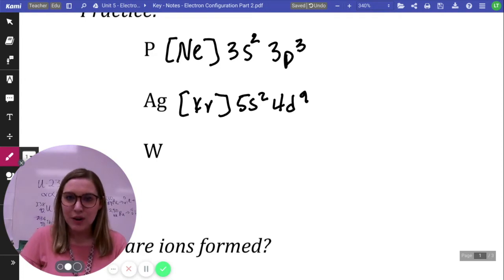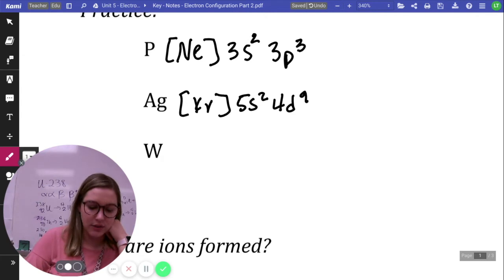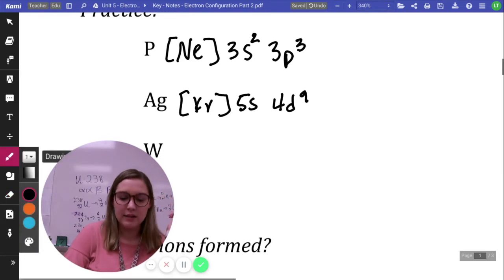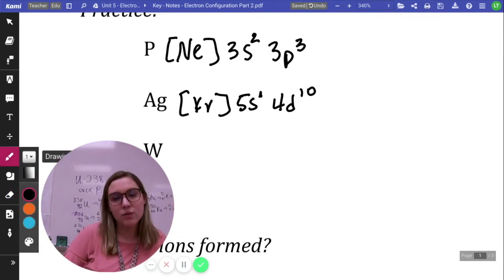But that's one of our exceptions. So it's going to move one of the electrons from the s orbital. So instead of this being 5s2, it's going to be 5s1 and 4d10. So it's going to move one of those from the s orbital into the d orbital.